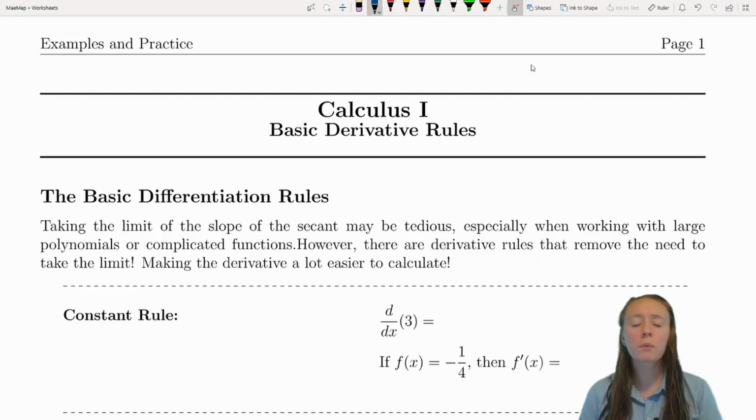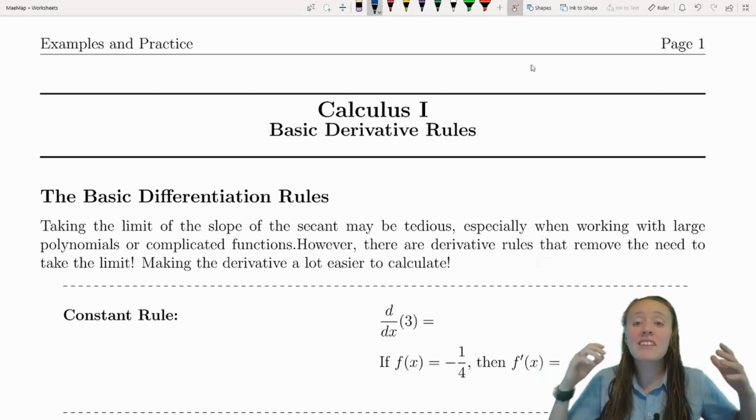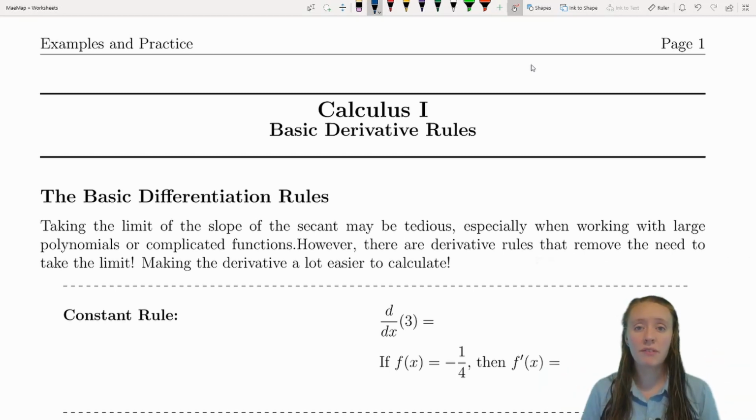In today's video, we're going to go over the basic derivative rules. So as I mentioned in the previous video, taking the limit of the slope of the secant line may be very tedious, especially when working with polynomials with large degrees or complicated functions. However, there are derivative rules that remove the need to even take the limit, making the derivative a lot easier to calculate. So let's go through a couple of those basic rules now.